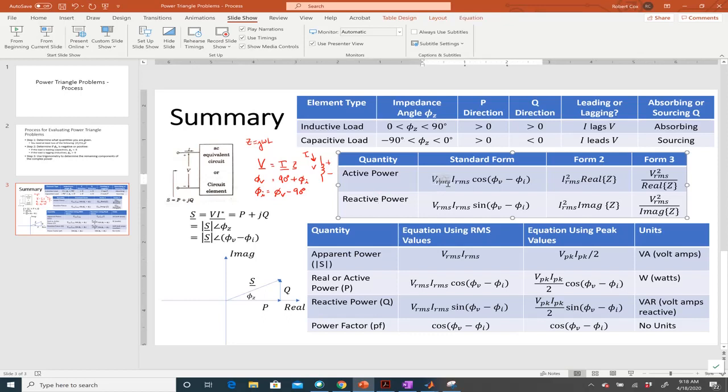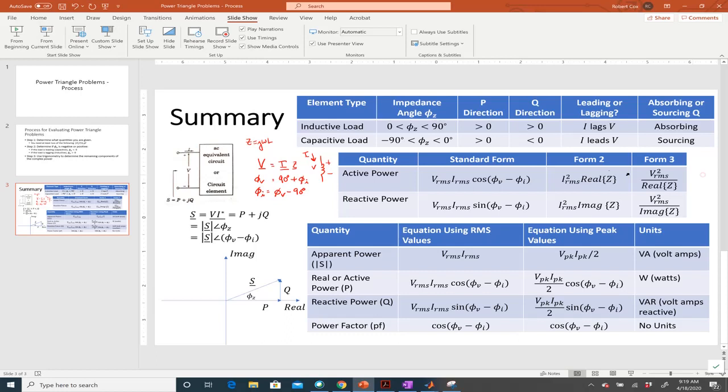So if I know the voltage and the current, then I can use hopefully this relationship here and this relationship here, but I don't. I only know the current in this case. So that leads me to form 2 over here, where I know the magnitude of the current, and I know the real part of the impedance and the imaginary part of the impedance.